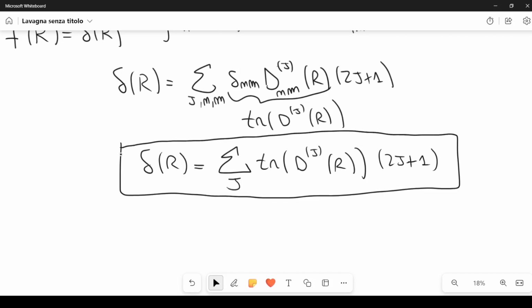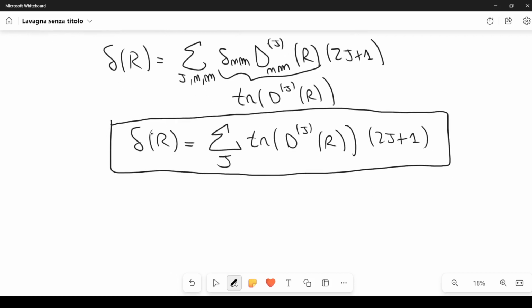And it generalizes a formula for the Dirac delta in simpler cases, for example, in the Fourier series representation, where instead of having this trace here, you have the complex exponentials. Anyway, I have not concluded yet. I want to show you something more.